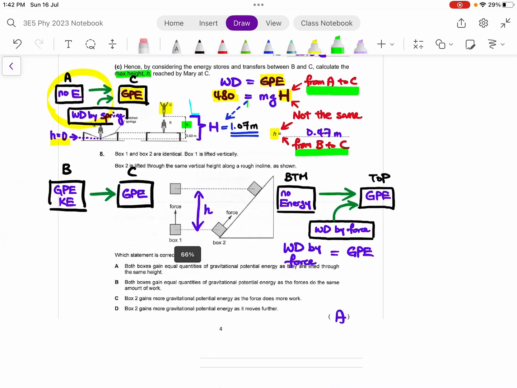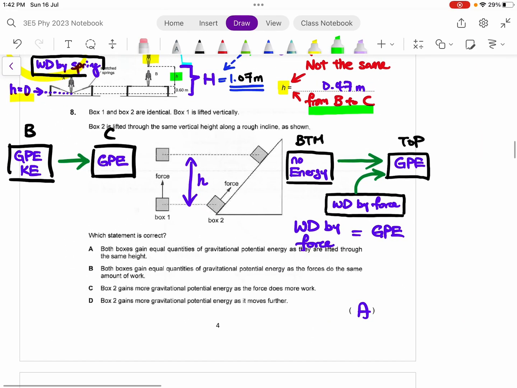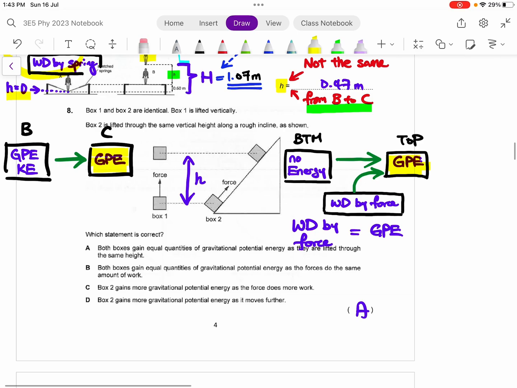Most of you are getting question 8 correctly. Many of you are able to see that whether you are in the left hand side situation or the right hand side situation, the box will gain the same amount of GPE because the amount of height increase is the same. If you have problems with question 8, even after looking at this diagram, you can WhatsApp me, leave a voice message or text message, and let me know whether you understand it.